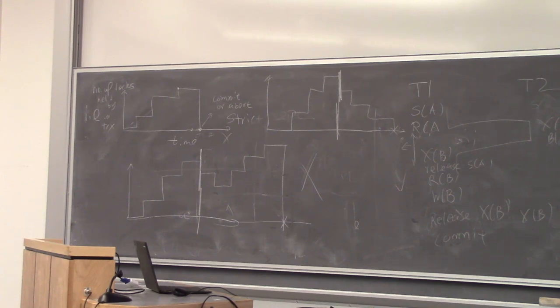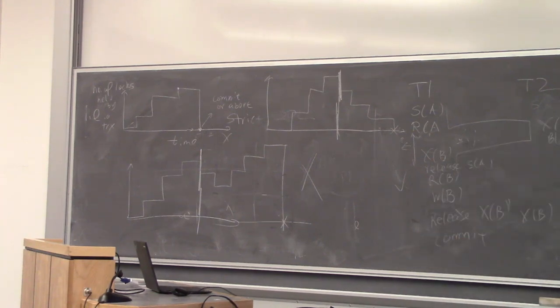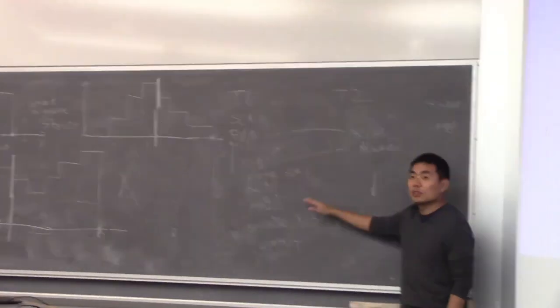What happens if one transaction gets the lock, releases it, another transaction gets the lock, but then the first transaction has to abort? Exactly. That's exactly the problem. For non-strict two-phase locking, let's look at this particular case. This is a good case.